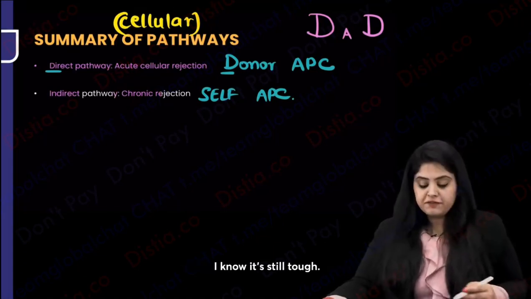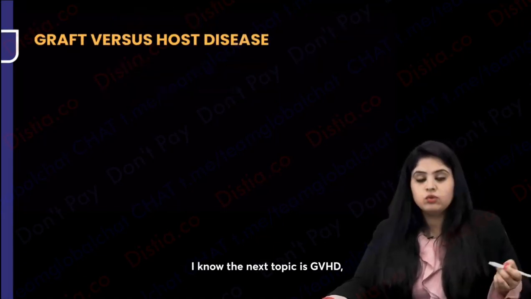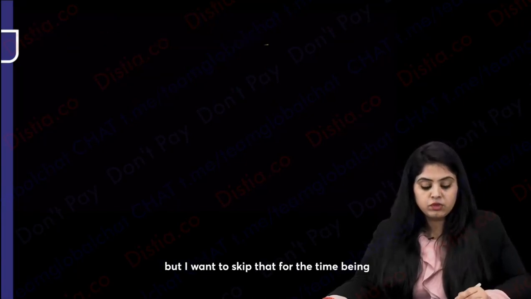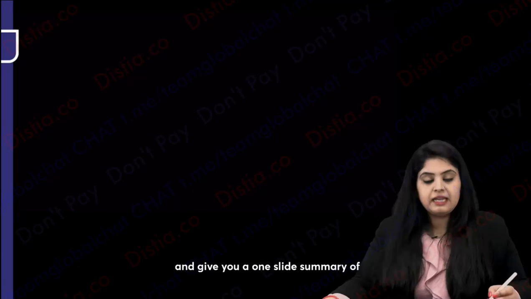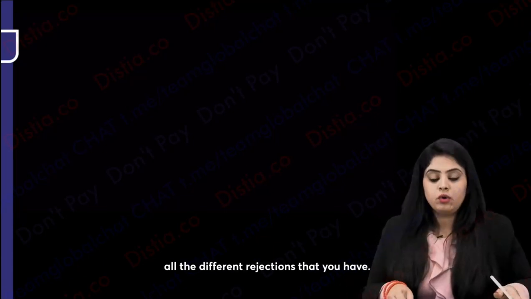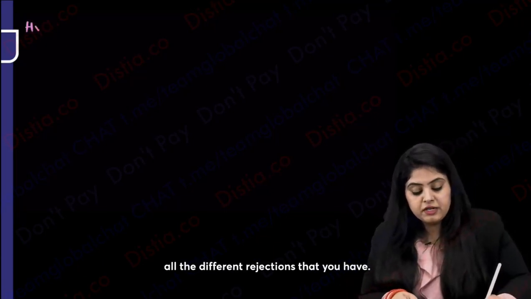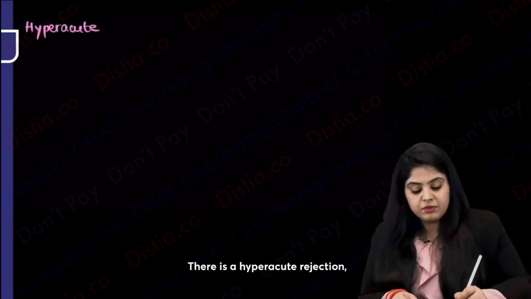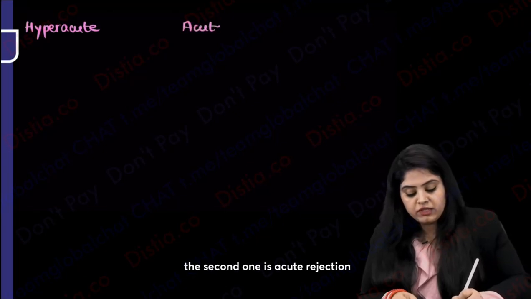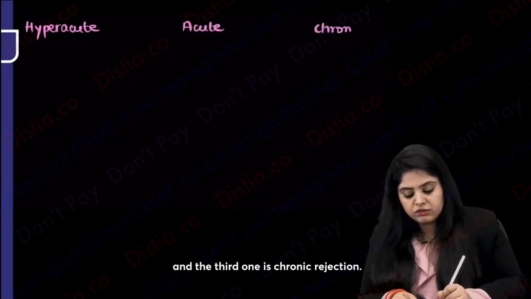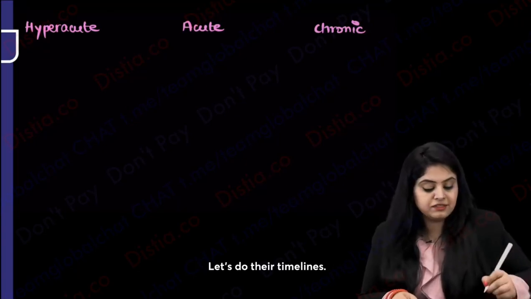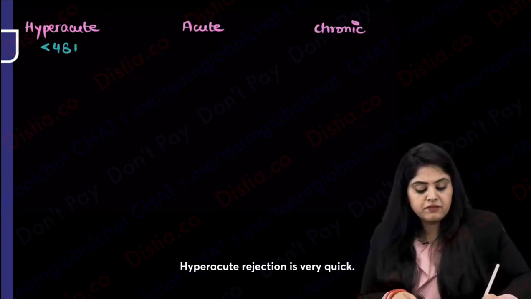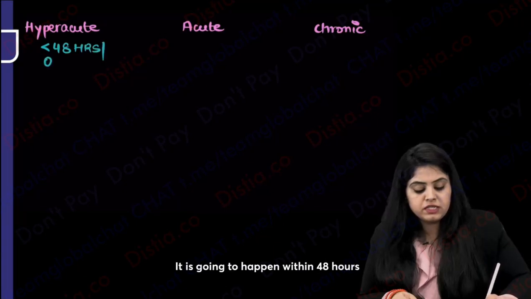I know it's still tough. Before I move on to the next, I know the next topic is GVHD, but I want to skip that for the time being and give you a one slide summary of all the different rejections that you have. First and foremost, and with this try to answer with me, there is a hyperacute rejection, the second one is acute rejection, and the third one is chronic rejection. Let's do their timelines. Hyperacute rejection is very, very quick. It is going to happen within 48 hours or mostly on the OT table.